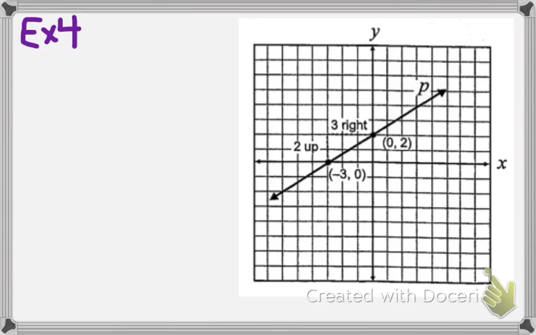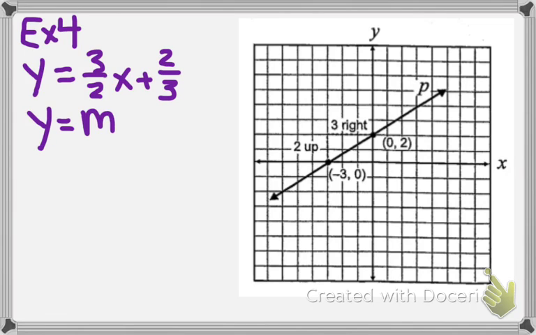Example 4. Line P is shown on the grid below. Determine if a line with the equation y equals 3/2 x plus 2/3 is parallel to line P. For the lines to be parallel, the slopes must be the same and the y-intercepts must be different. Step 1. Identify the slope of the equation given in the problem. The equation is given in slope-intercept form, so find m. The equation that they give us is y equals 3/2 x plus 2/3.